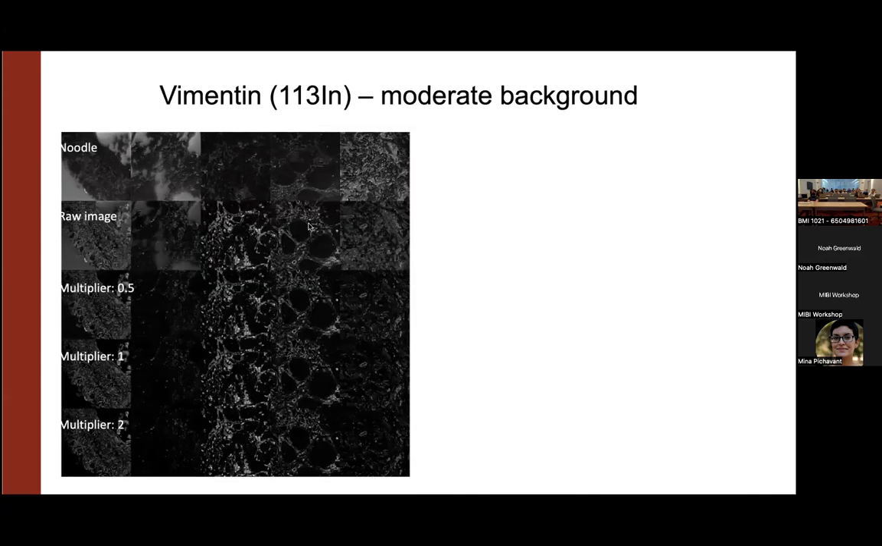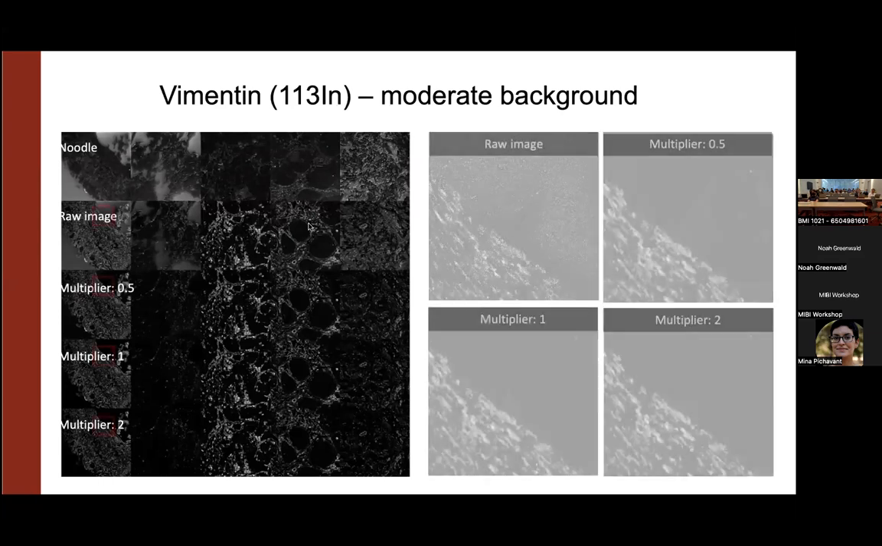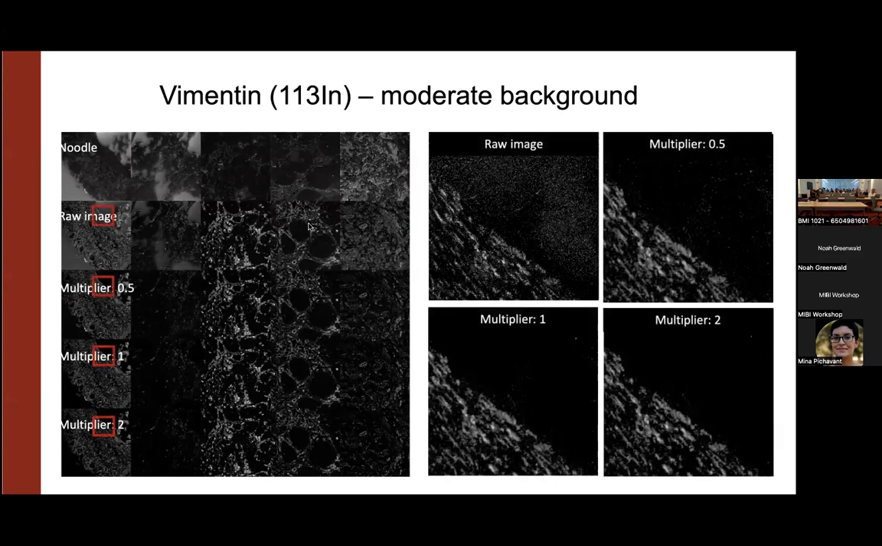Next here is Momentin, again with moderate background. And Momentin is expressed in the mesenchymal cells. When again looking at insets, you see the same sort of story where 0.5 is removing a lot of the background signal, but it still has some, compared to 1, where you have most of the background signal removed while the real signal is maintained.